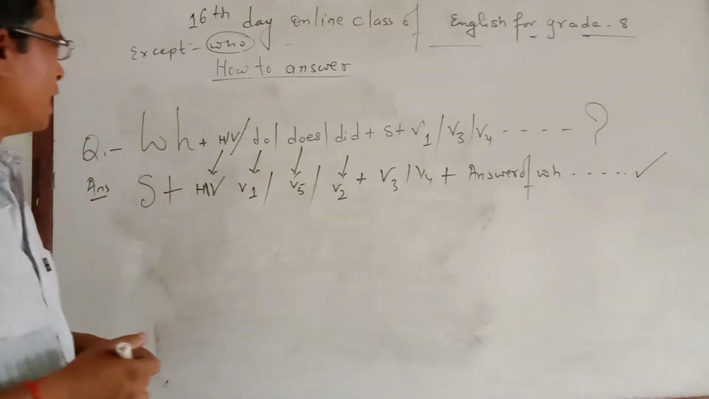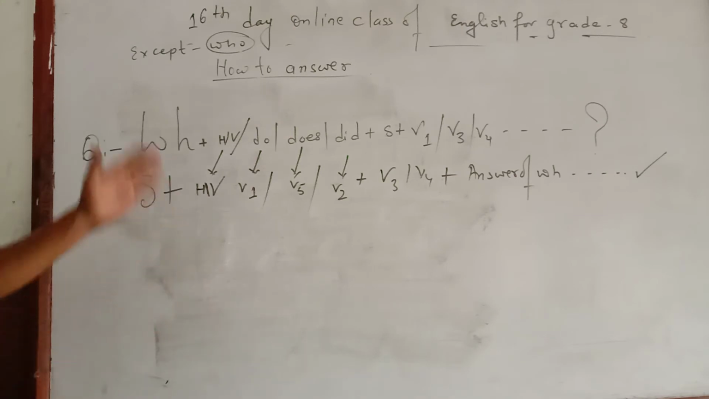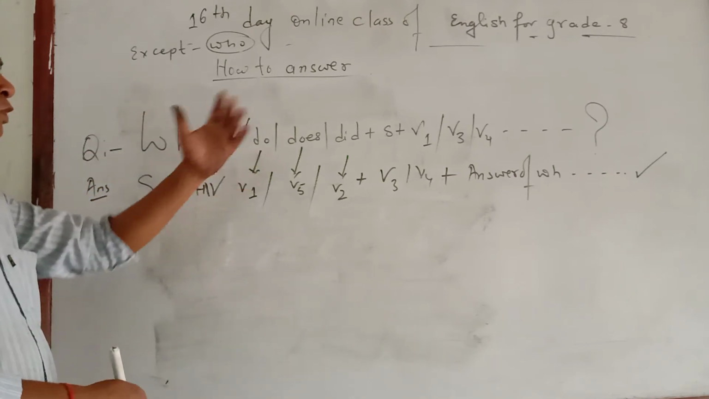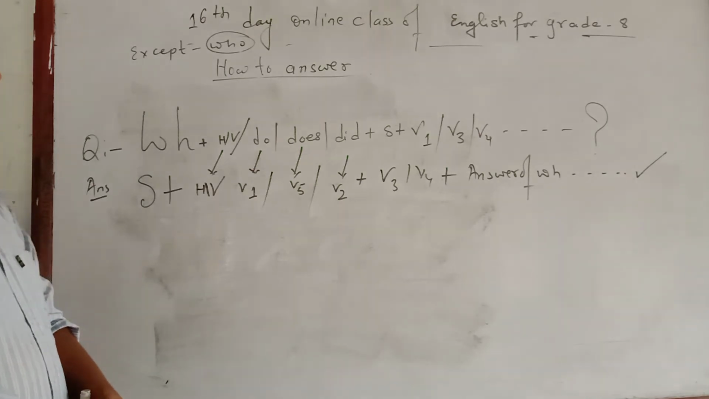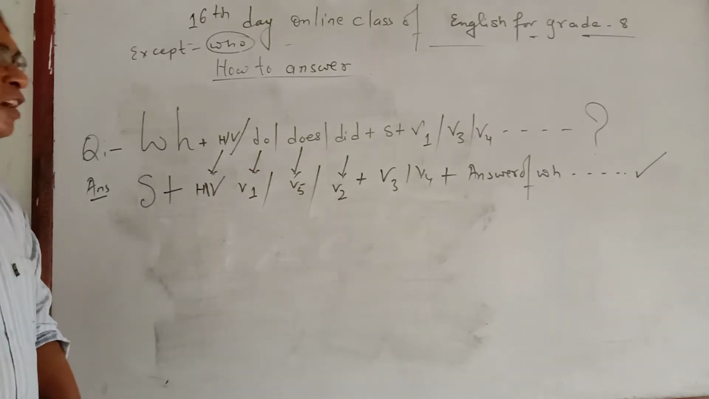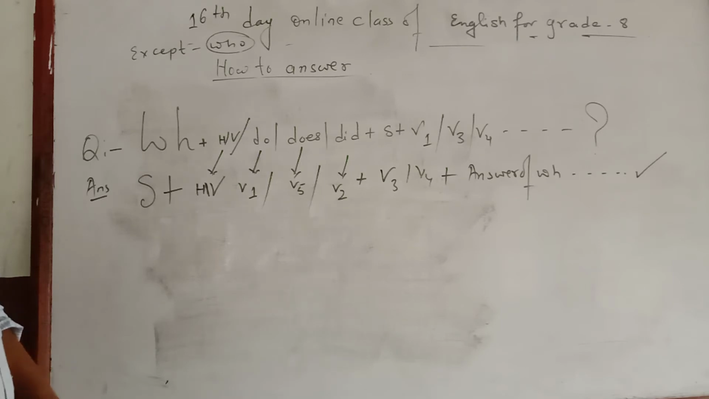Once again, you listen. At first, you may see WH. After that, there may be a helping verb, or maybe do, or does, or did. After that, there will be the subject. After the subject, there will be verb 1, or verb 3, or verb 4. There may be something in the same question or not, and at last you find a question mark.